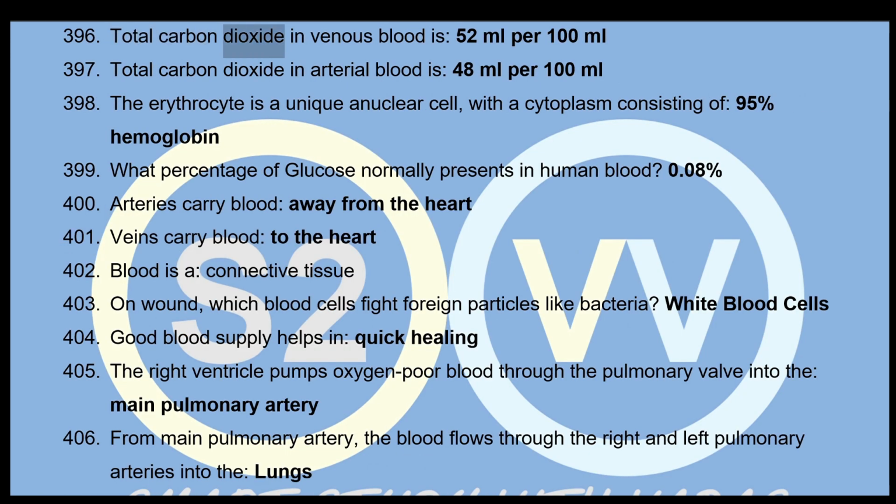Total carbon dioxide in venous blood is 52 ml per 100 ml. Total carbon dioxide in arterial blood is 48 ml per 100 ml. The erythrocyte is a unique anuclear cell, with a cytoplasm consisting of 95% hemoglobin. What percentage of glucose normally presents in human blood? 0.08%.